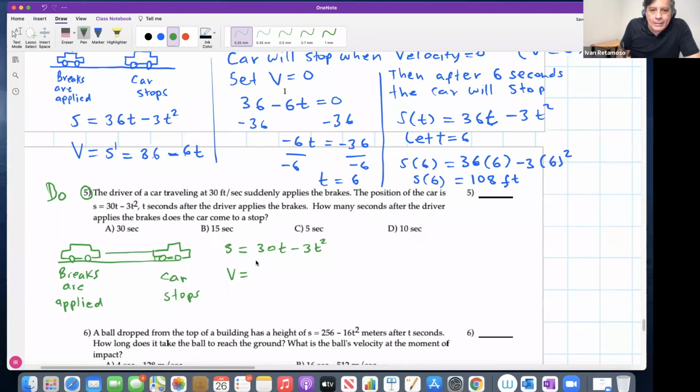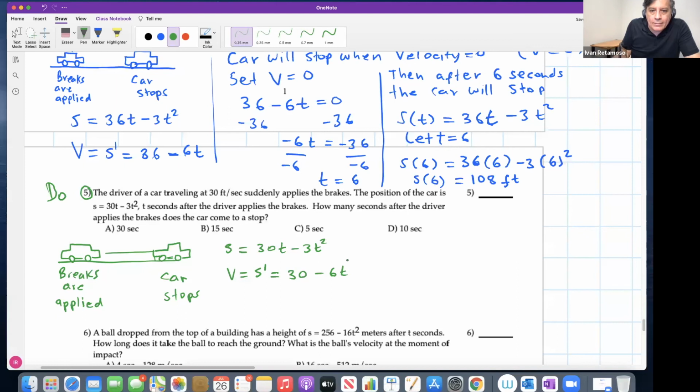So the velocity is the derivative of the position function, right? So we take the derivative, S prime. That derivative will be the derivative of this part, which is just 30, minus the derivative of this second term. The 2 comes down, 2 times 3, 6.